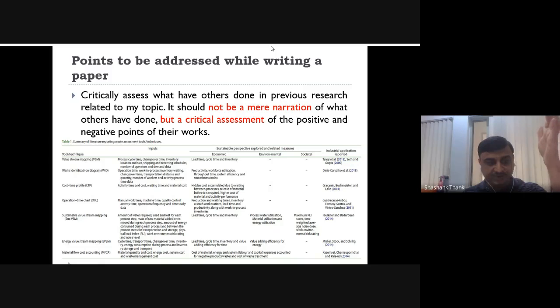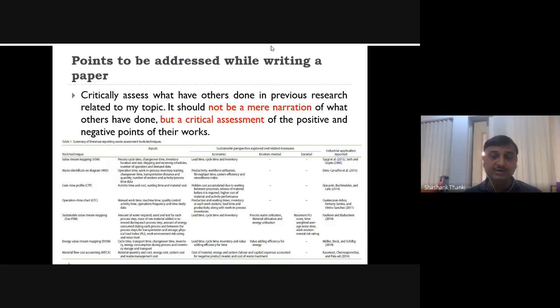Look at this. If I look at the first column, various tools and techniques adopted by different authors in the last column. So these are the methods available right now. And from this table itself, you can find that two important aspects were not addressed: environmental and social aspects. So this is the gap. But instead of writing that Seth and Gupta used this technique, these were their inputs and these are their outputs, that will not be enough. How you critically assess the positives and negatives or gaps in the existing literature is very important.